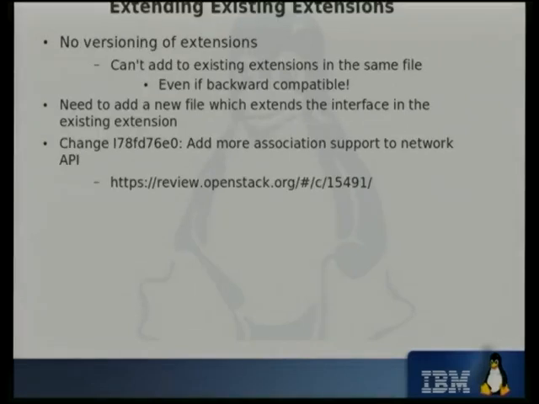There is one bit of a gotcha with creating new extensions, in that you can't add to existing extensions already in Nova in the same file. There's no real versioning of extensions currently in Nova, so there's no way of telling from a user point of view what functionality exists except for listing what extensions are currently supported in Nova. So if you want to add new functionality, even backwards compatible functionality, you need to create a new file, a new extension, and extend it.